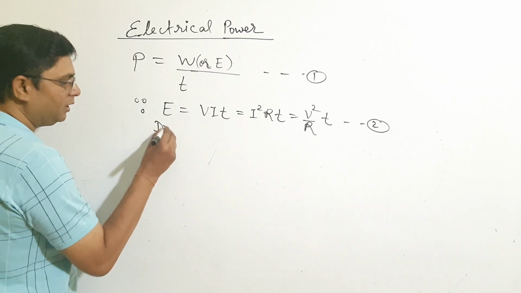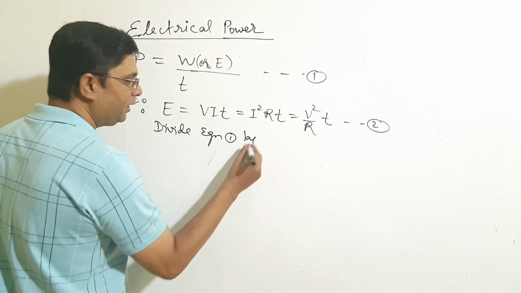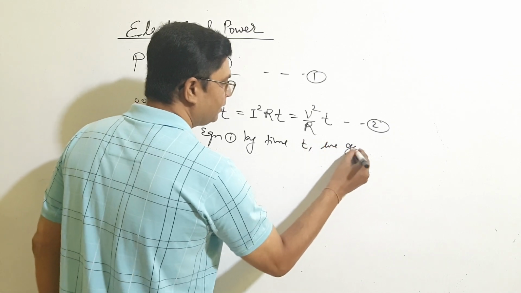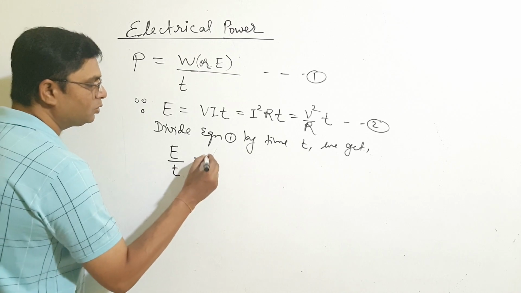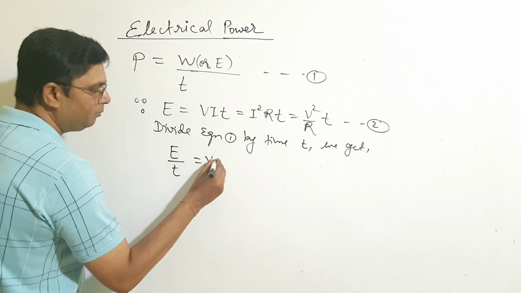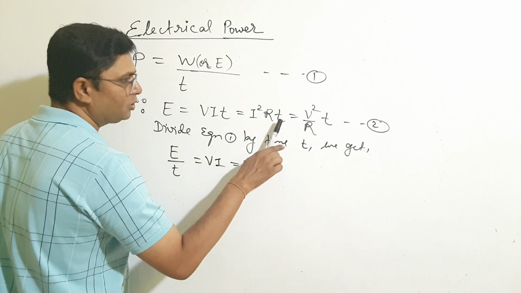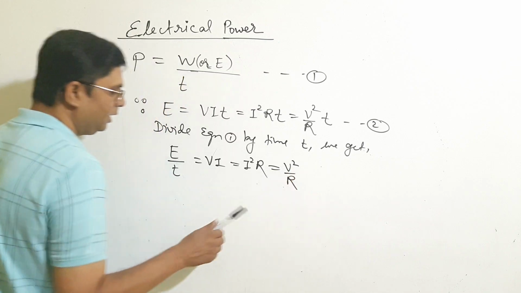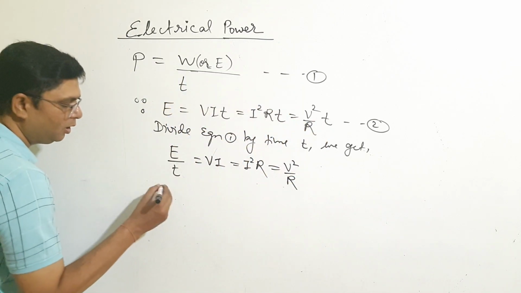Divide equation 1 by time t. We get electrical energy by time t is equal to VI, because t will cancel. Then we get I square R, because t is again cancelled. We get V square by R. E by T is power from equation 1.